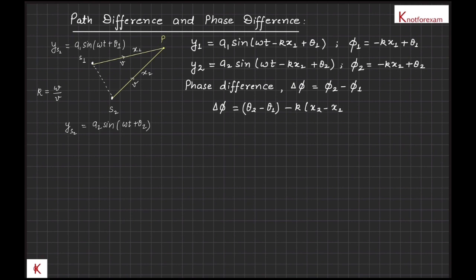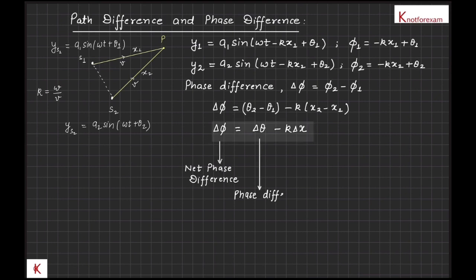That is, theta 2 - theta 1 - k(x2 - x1), or delta theta - k delta x. This net phase difference delta phi has two terms. One is delta theta, that is the phase difference due to the source, and -k delta x is the phase difference due to the path difference.